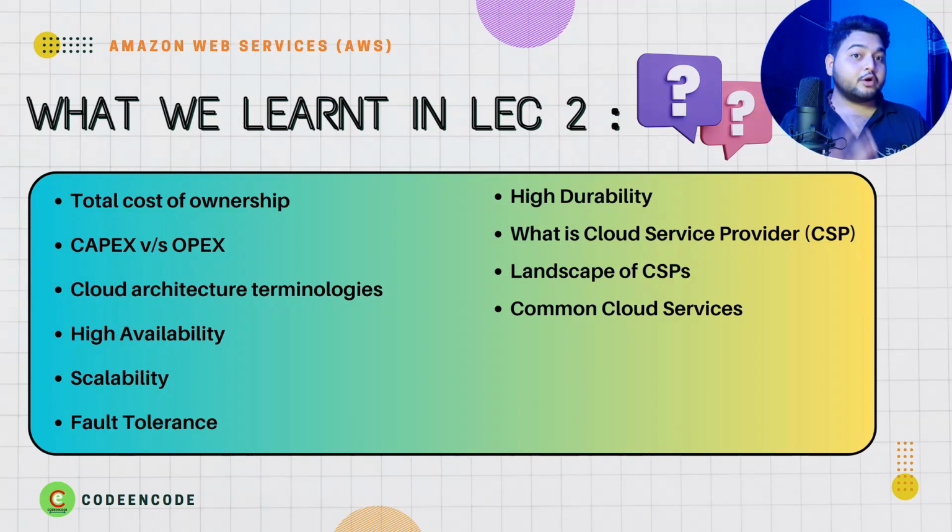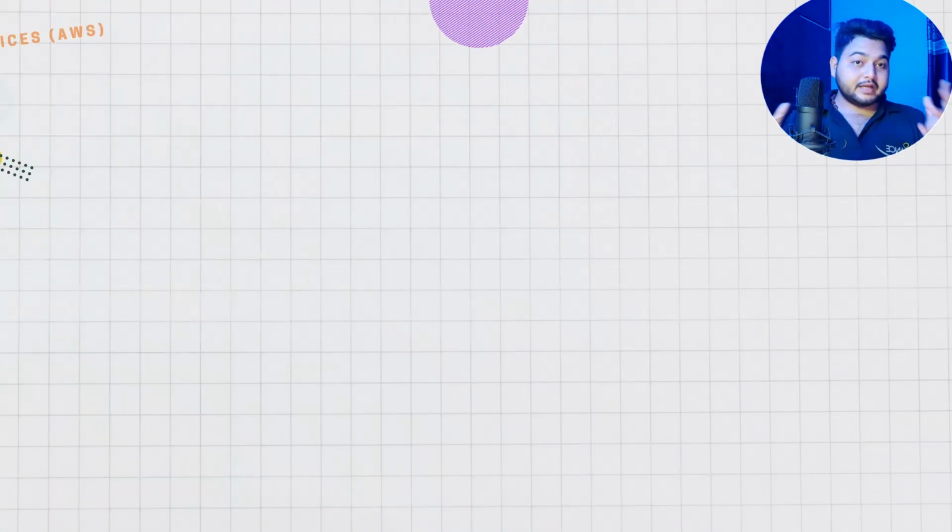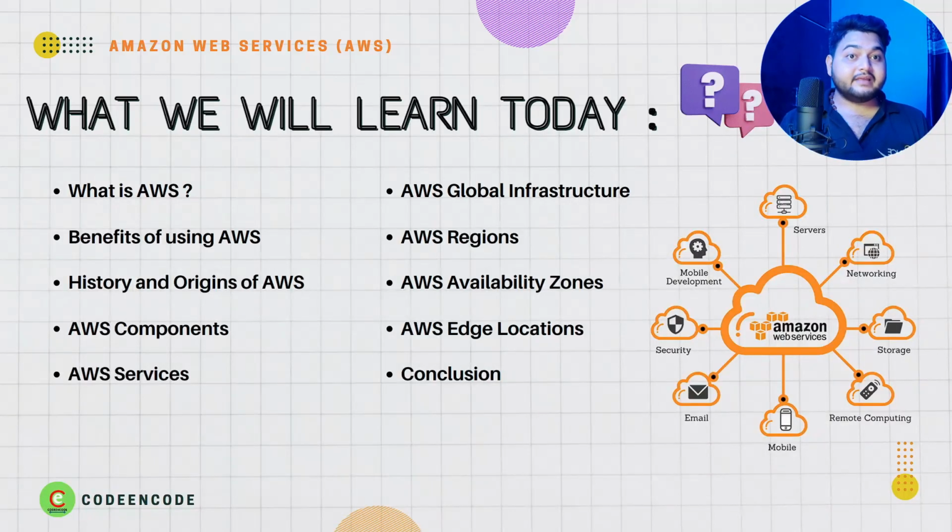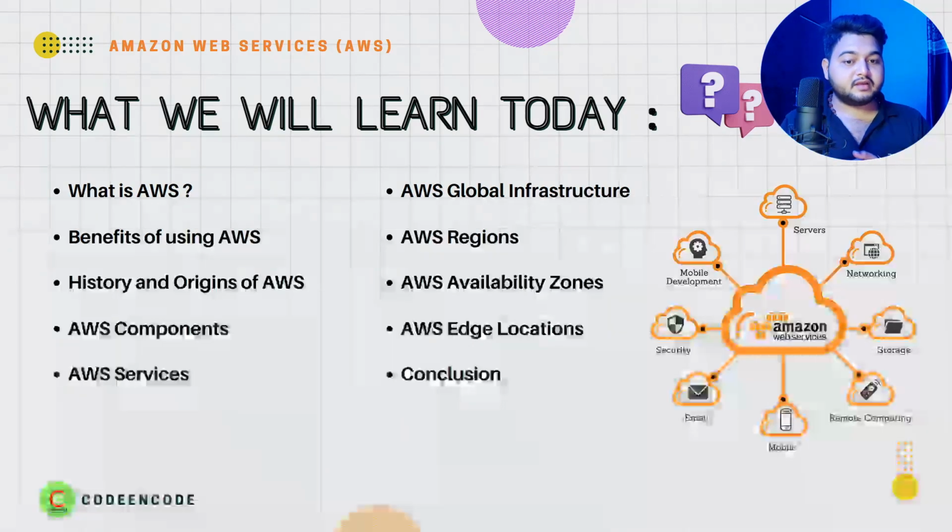So what are we going to cover in lecture 3 then? In today's lecture we are going to cover what AWS is, what the benefits of using AWS are, and why we are learning AWS. Then what the history was, how it came into existence, and what major services were launched in the early years when AWS was launched. Then we will discuss the AWS components, which are majorly the same for all cloud providers. Then we will discuss the major offerings of AWS.